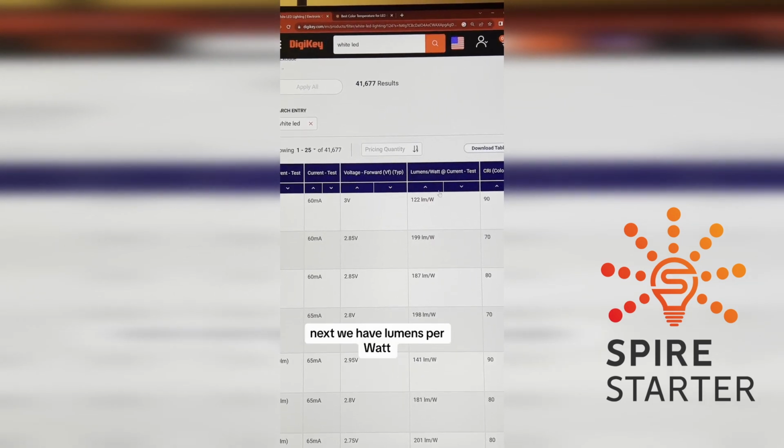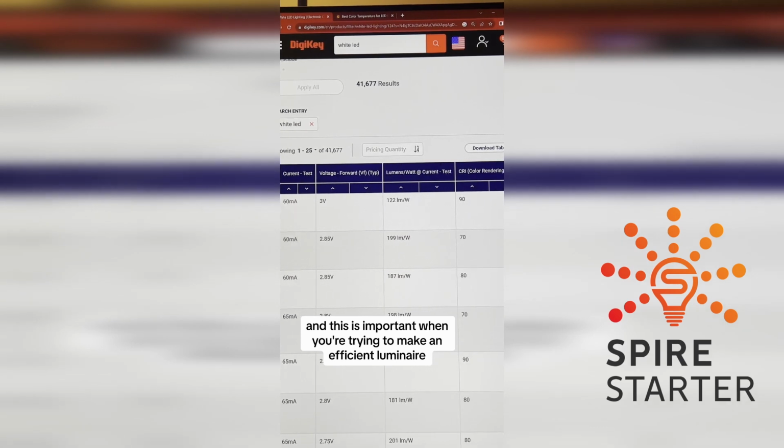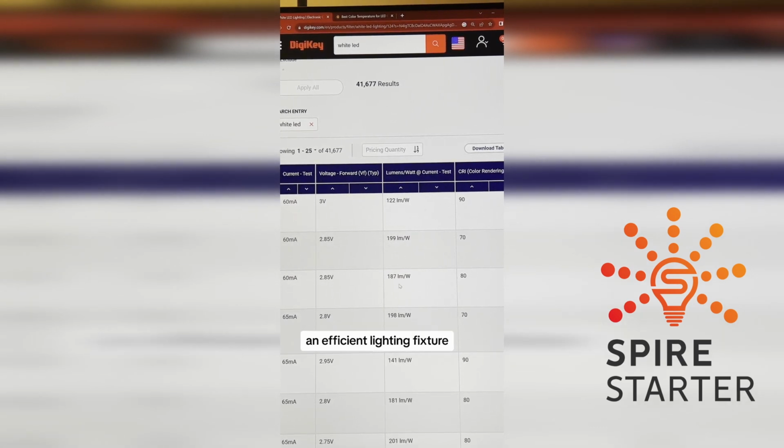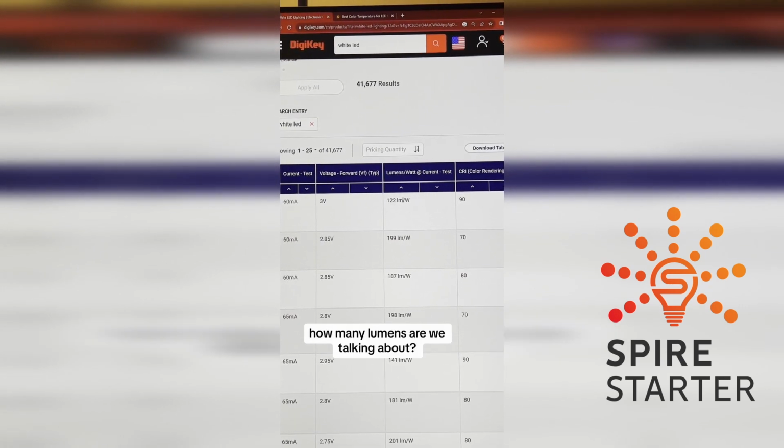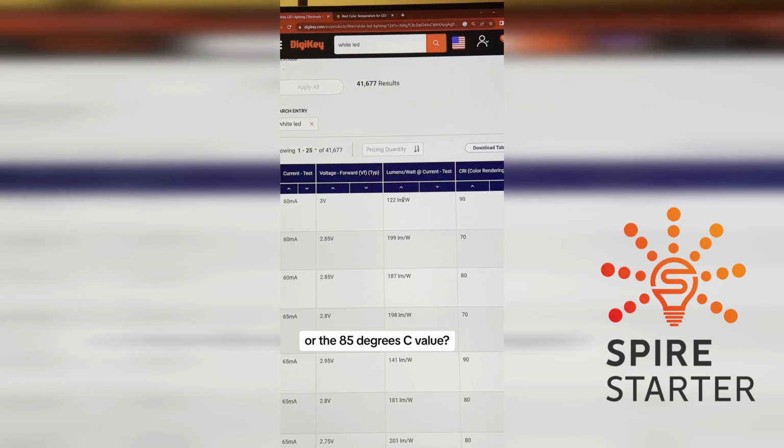Next, we have lumens per watt, and this is important when you're trying to make an efficient luminaire, an efficient lighting fixture. You'll want the highest number of lumens out of that thing per watt of energy that you're putting into it in the beginning electrically. But even here, there's a bit of confusion because, well, how many lumens are we talking about? Was this at the 25 degrees C value or the 85 degrees C value?